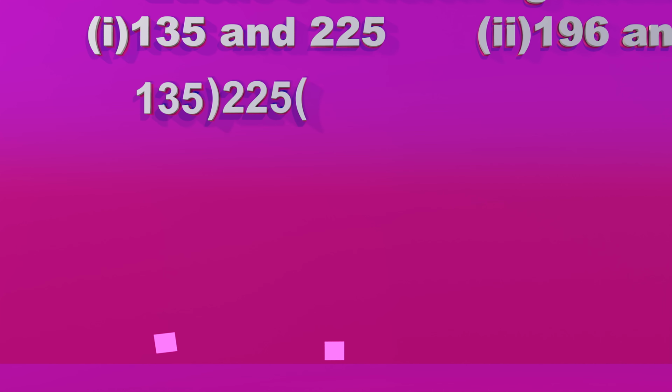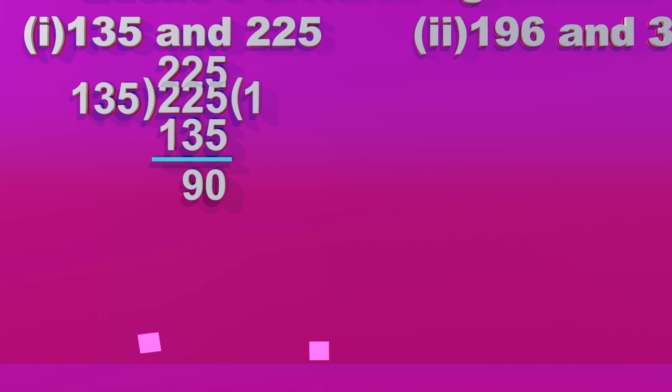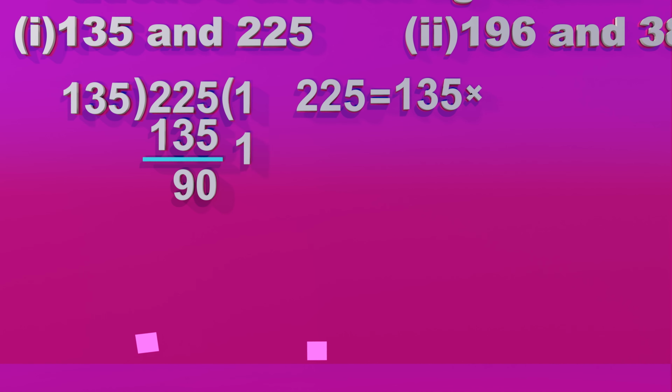So 225 is divisible by 135 one time. That means we will get 135, which will be subtracted from 225, and we will get 90. We can also write this step as an equation. So remainder is still not 0. So we won't get HCF.